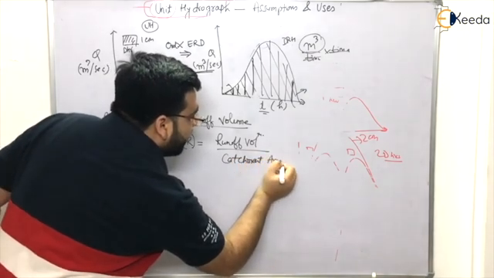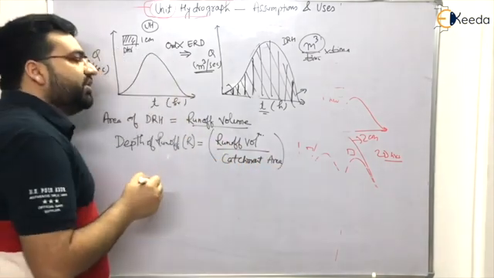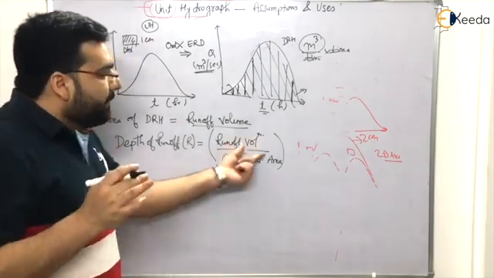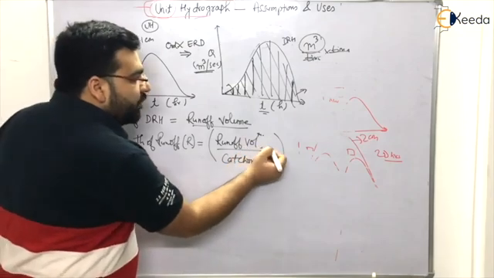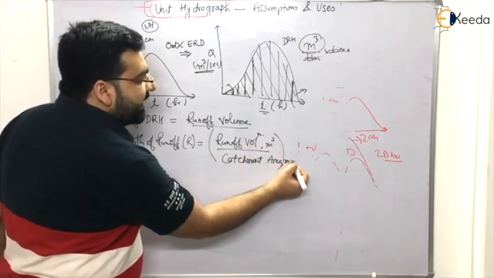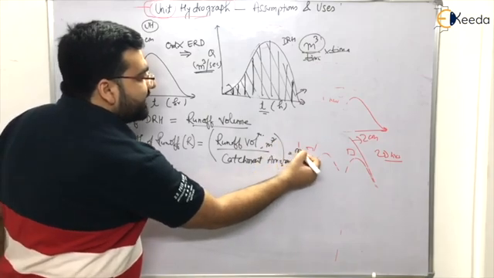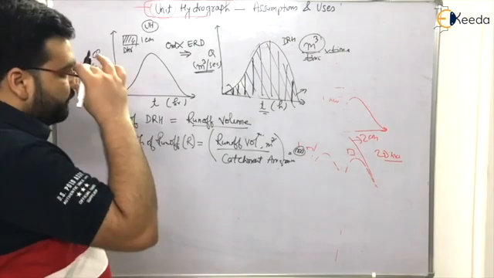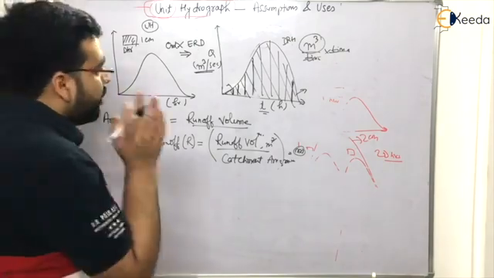I told you when I started hydrology that whenever you get confused, whenever you are not understanding anything, just compare the units, you will get the answer. What is the unit of volume? Meter cube. What is the unit of area? Meter square. Meter square gets cancelled out. It is meter. So meter is basically the depth of the runoff volume. Clear?